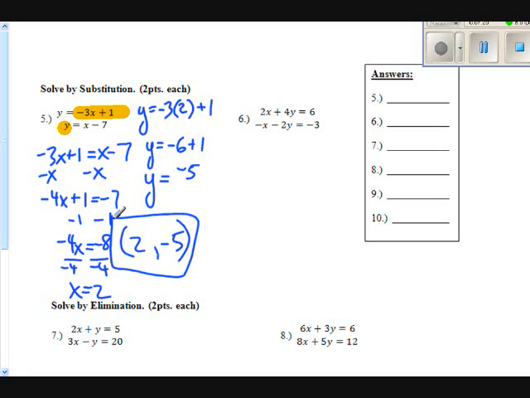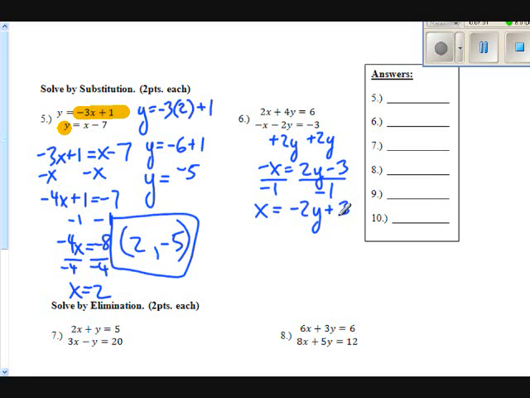For this next one, again, we got to solve for one of the variables here. Doesn't matter which one. It's up to you. I'll take this second equation. I'm going to solve for x. So I've got to add the 2y to each side. So I find out the negative x equals 2y minus 3. I've got to divide each side by a negative 1. So I find out that x equals negative 2y plus 3.